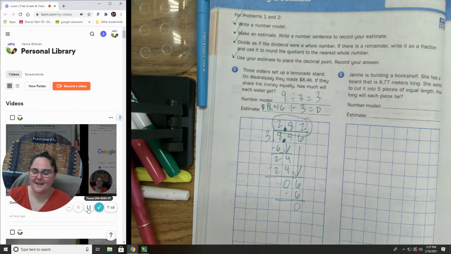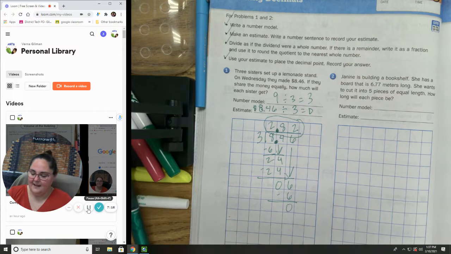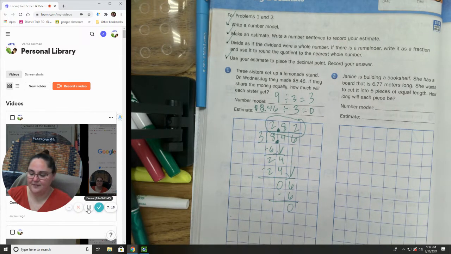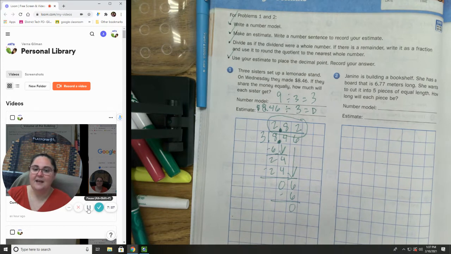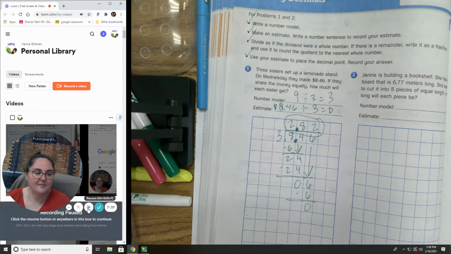All right, here we go. Number 2. Janine is buying a bookshelf. She has a board that is 6.77 meters long. She wants to cut it into 5 equal length pieces. How long will each piece be? What is your number model?